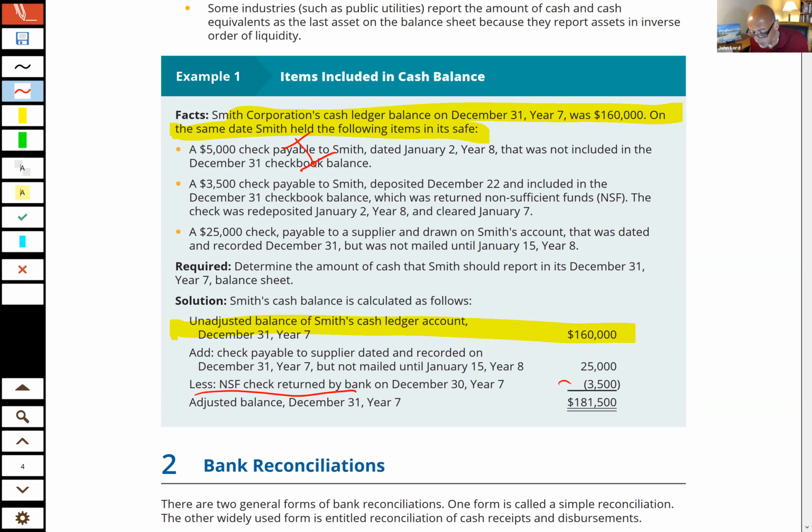Then they say that there was a $25,000 check payable to a supplier drawn on Smith's account. That means they wrote the check, right? That was dated and recorded December 31st, but didn't mail until year 8. Well, if that's the case, then it should be included in the year 7 cash balance. Look, when I started this question, I said it was annoying. I understand that it's annoying, but I do want you to be aware that these timing questions like this are frequent on the exam. And so you've got to get used to reading through the way they word things and this kind of stuff.